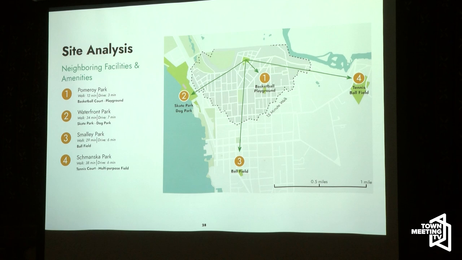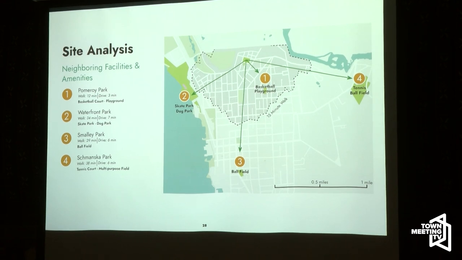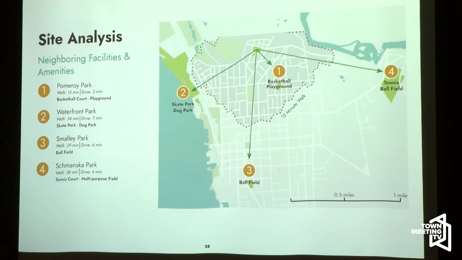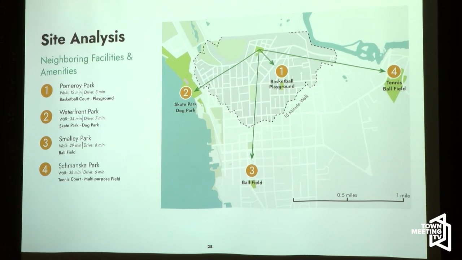All right, again, so this is the idea of a walk shed. So Rosie is here in the center, and what you see in gray is about a 15-minute walk. So if you're in that gray area, which is almost the whole Old North End, you can walk to the park in 15 minutes. And we started pondering, well, what if Roosevelt Park didn't exist?